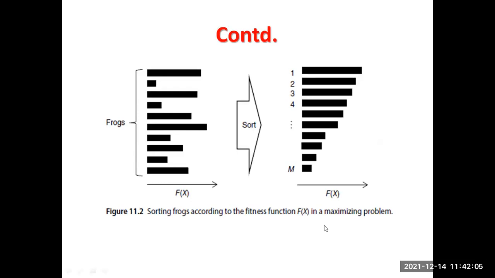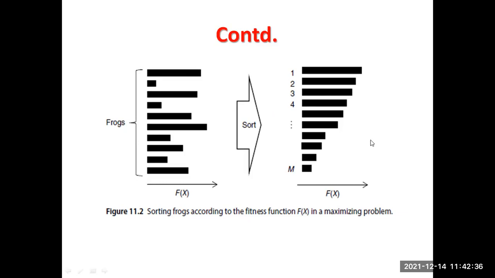You can see there are different values of the objective function. The width is showing the strength of that particular frog, that means whatever objective function it is carrying. Now, when we are sorting, let us consider it is a maximization problem. So we'll arrange them in descending order. This one will come first, then this one will come. You can see that their strength is gradually decreasing.